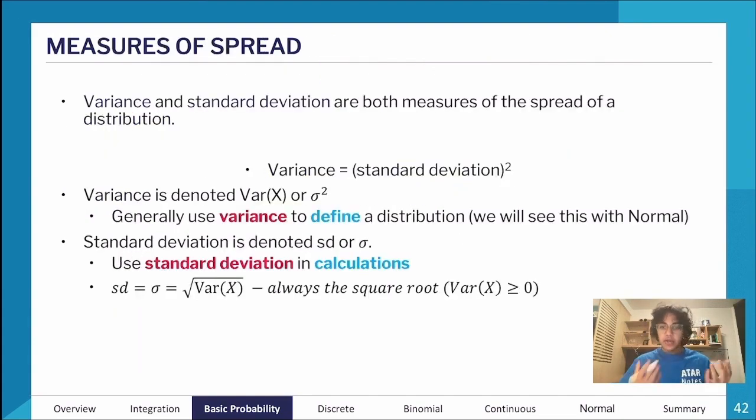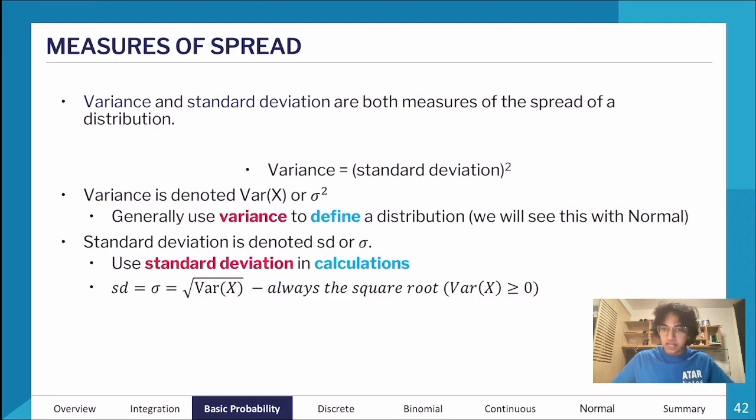Okay, how can we measure the spread of our values, right? Obviously, after we do an experiment, we're going to get a bunch of different values. How do we measure the distance between each value, like how each value varies with each other? That's where variance and standard deviation come in. They're both measures of spread, right? Variance is given by the square of standard deviation, so we generally use variance to define a distribution. And we'll talk about defining distributions when we talk about binomial and normal, right?